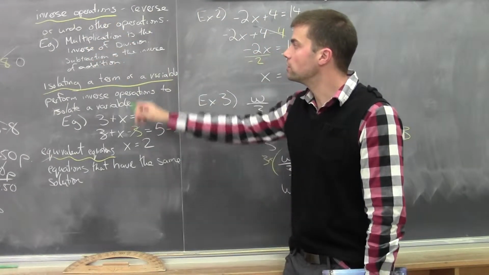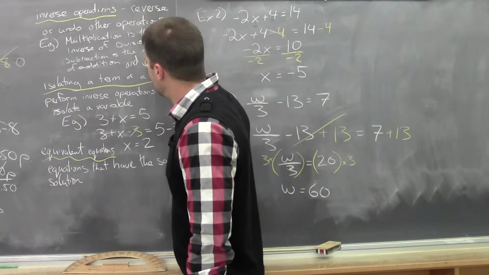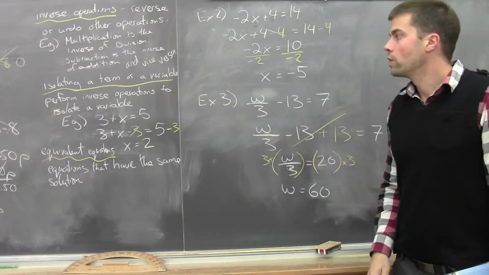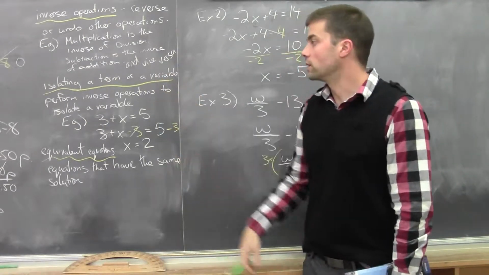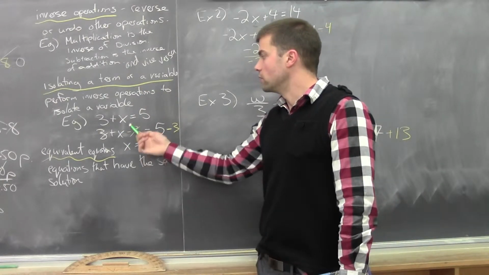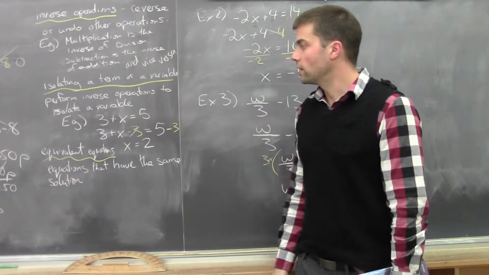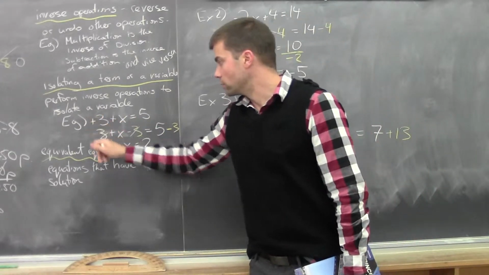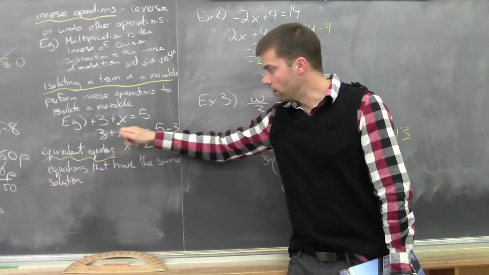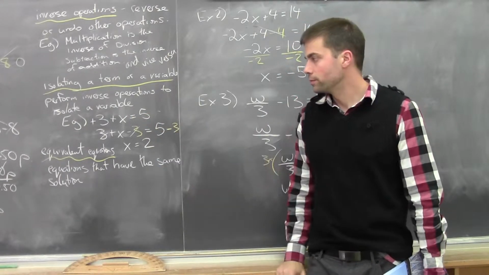Multiplication is the inverse of division, subtraction is the inverse of addition, and vice versa. Okay? Isolating a term or variable, that's exactly what we're doing. We perform inverse operations to isolate a variable. So here's an example. I have plus positive 3, even though 3 is on the left-hand side, it's still positive 3, even though you don't see a symbol there, so I need to subtract 3. 3 minus 3 is 0. 5, I do the same thing on the right-hand side, minus 3 is 2.